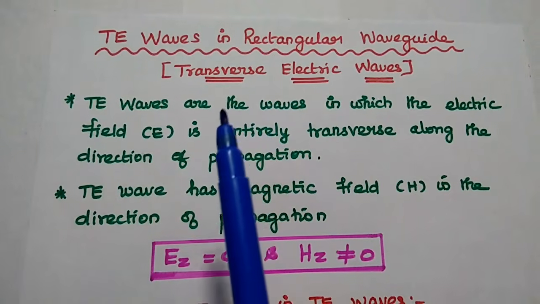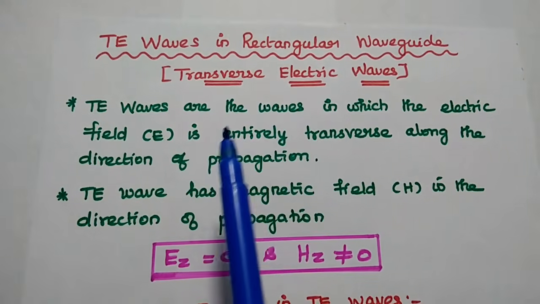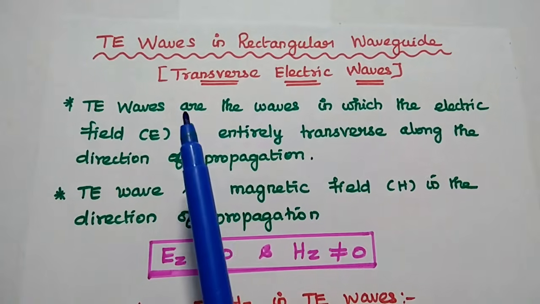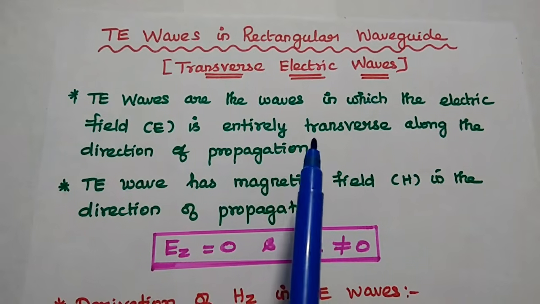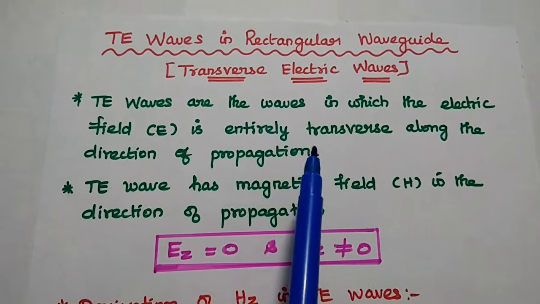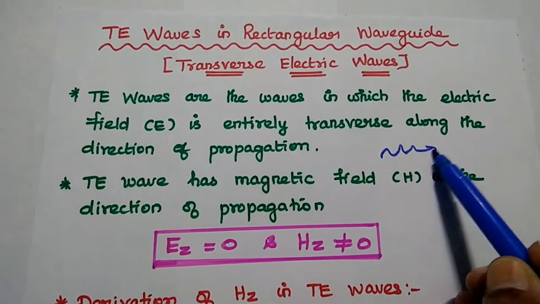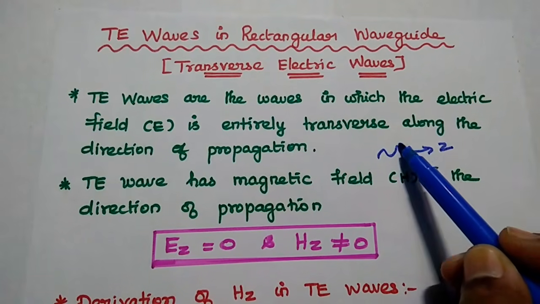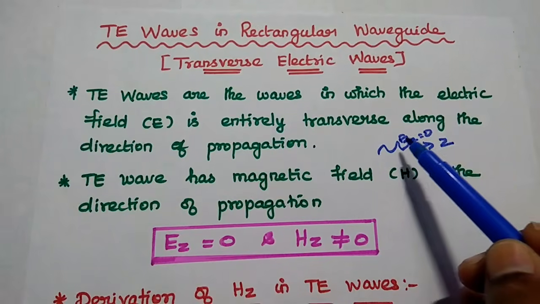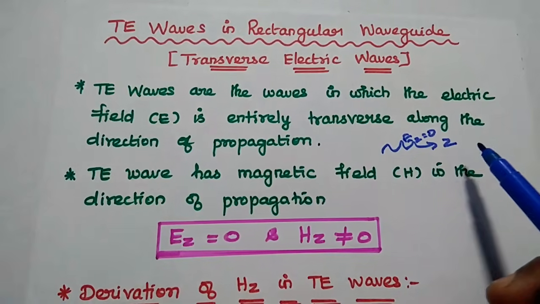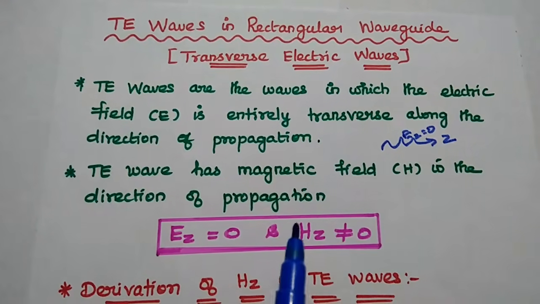Dear students, now we are going to discuss TE waves in rectangular waveguide and derive its field equations. TE means transverse electric. TE waves are the waves in which the electric field is entirely transverse to the direction of propagation. If the wave is propagating in the z direction, then Ez becomes 0. That means the electric field is entirely transverse to the direction of propagation.